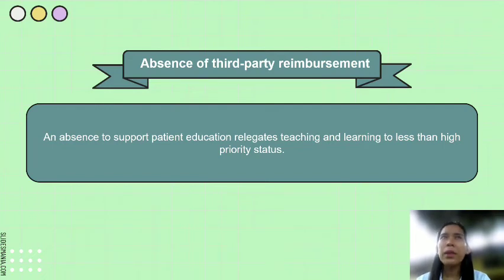However, due to lack of time, since may mga hospitals din na sabihin na wag na tayong magbigay ng health ed since kulang tayo sa manpower at kulang din tayo sa time, kasi alam naman natin na busy talaga sa hospital. So due to this is that hindi na na-highlight o na-priority ng isang ng mga healthcare teams ang pag-educate ng patient due to the absent support of patient education.